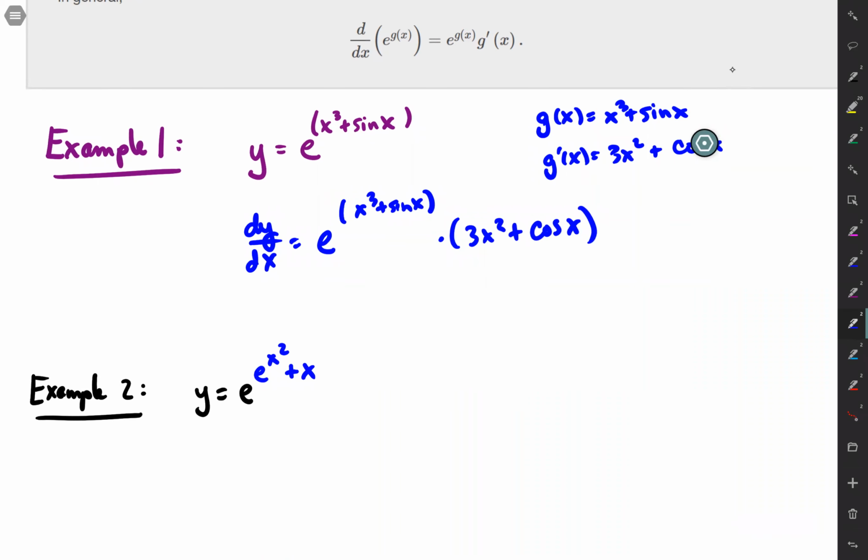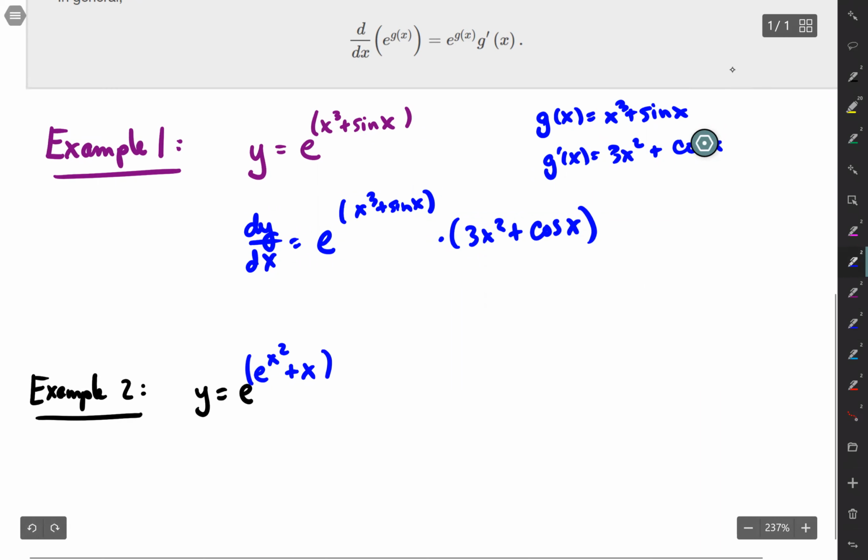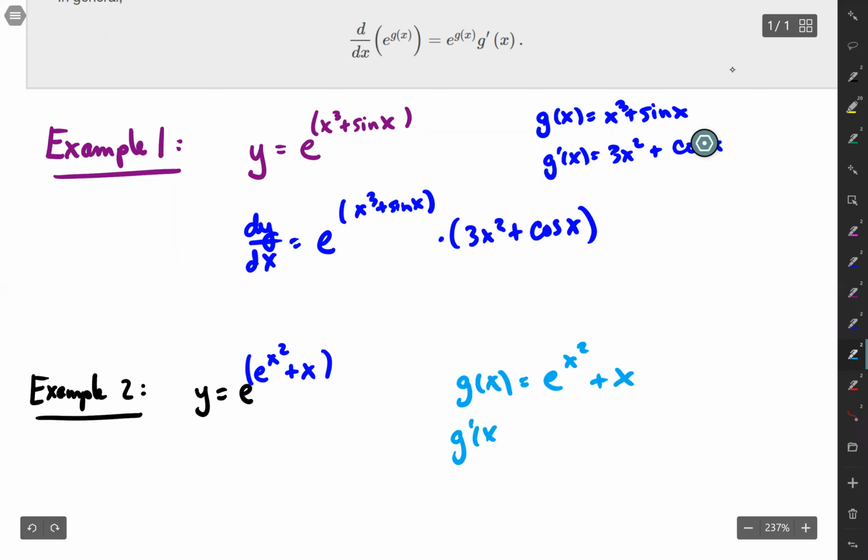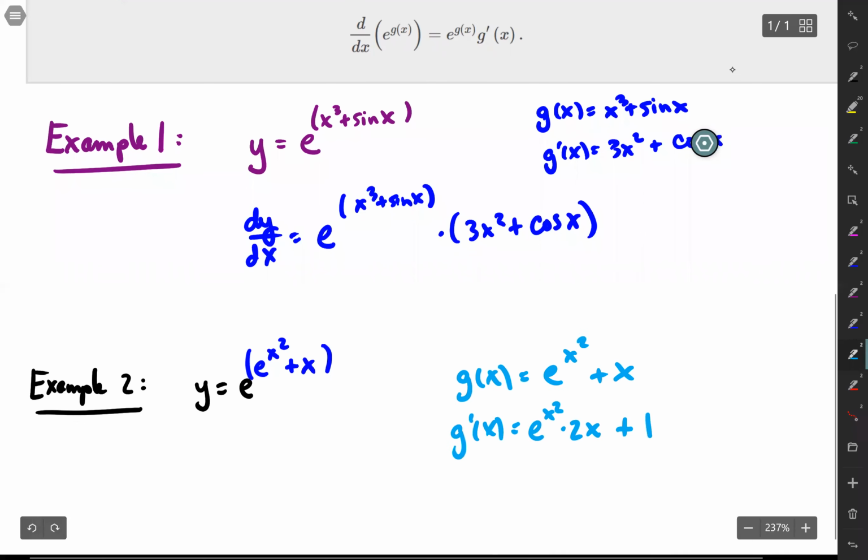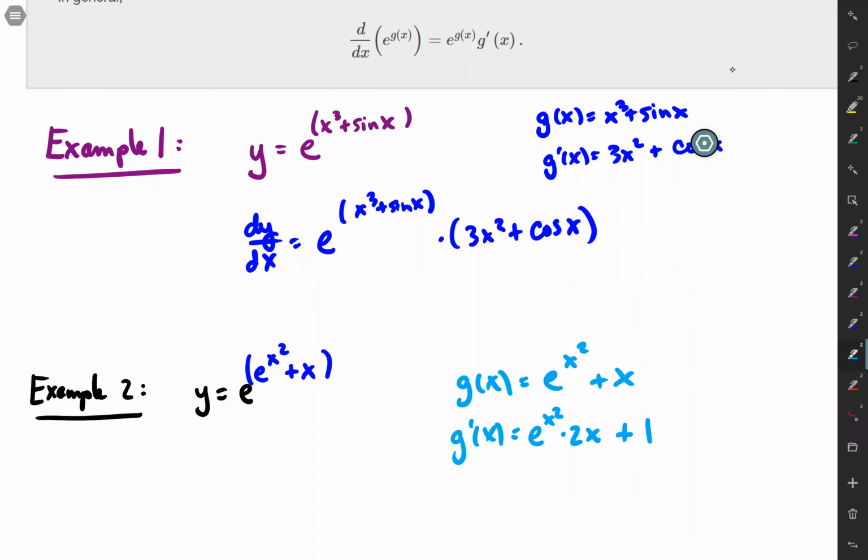This is e to the x squared plus x. So the parentheses are here. So in this case, g of x is e to the x squared plus x. So g prime of x is, well, that's e to the x squared times 2x by the chain rule plus 1. So this piece here is the derivative of the e to the x squared, and that's the derivative of 1. I'll erase those annotations real quick. Okay, so that's just g prime of x.